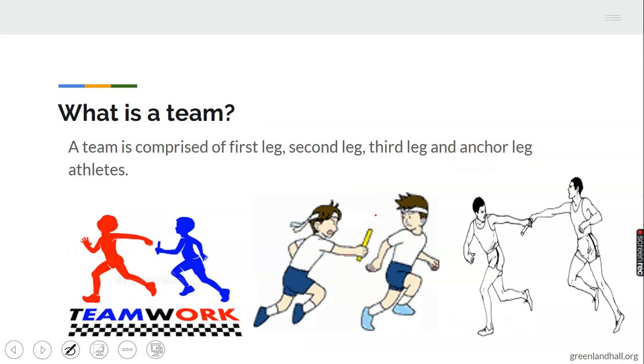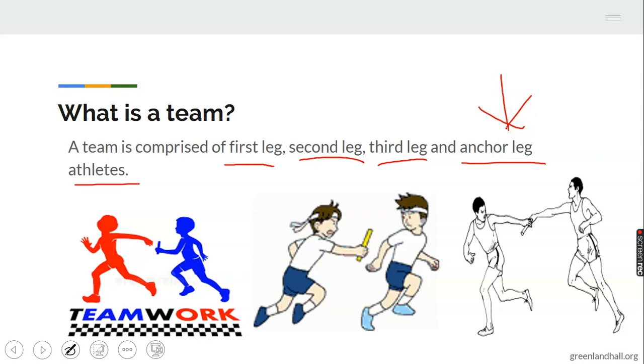Now, you may be wondering, what is a team? In a relay race, a team is comprised of the first leg, the second leg, the third leg, and you're waiting for me to say the fourth leg. No, we call it the anchor. Each of these athletes has a different leg to run: the first leg, second, third, and the anchor leg. The anchor leg is usually the last.